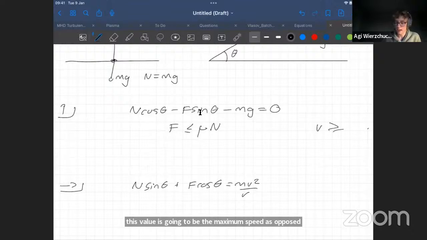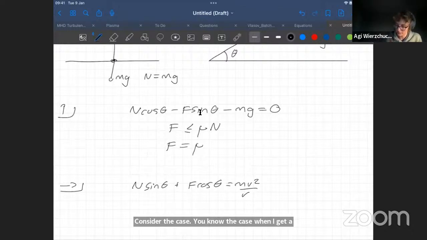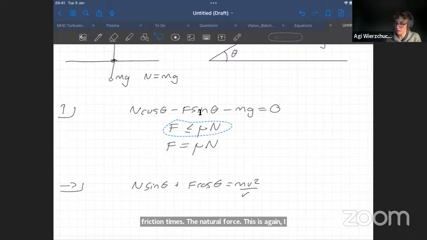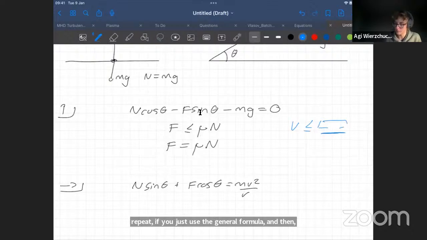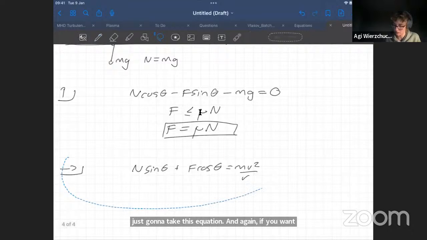as opposed to V being larger than some value, right? And then you can justify why it's a maximum speed and not a minimum speed. But for the purpose of being slick, I'm just going to consider the case when I get a maximum speed. So F is equal to the coefficient of friction times the normal reaction force. Because again, if you just use the general formula and ended up with an inequality that V is less than or equal to some quantity, you can see that clearly this is going to be the maximum speed. But for simplicity, I'm just going to take this equation. And if you want to work through it and confirm that it is a maximum speed and not a minimum speed, you're free to do that.